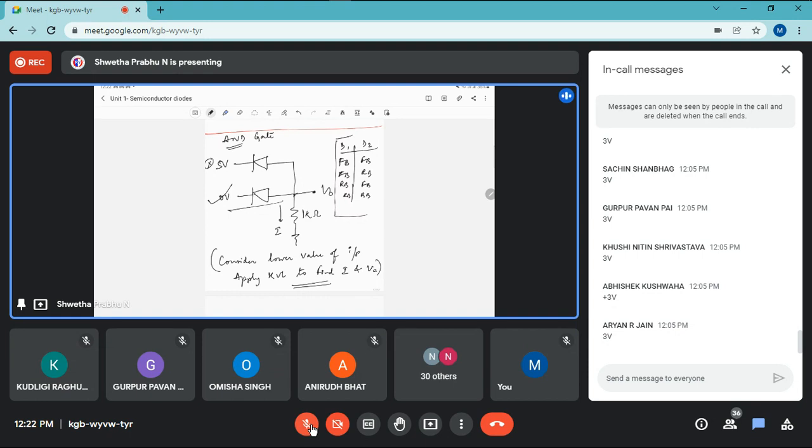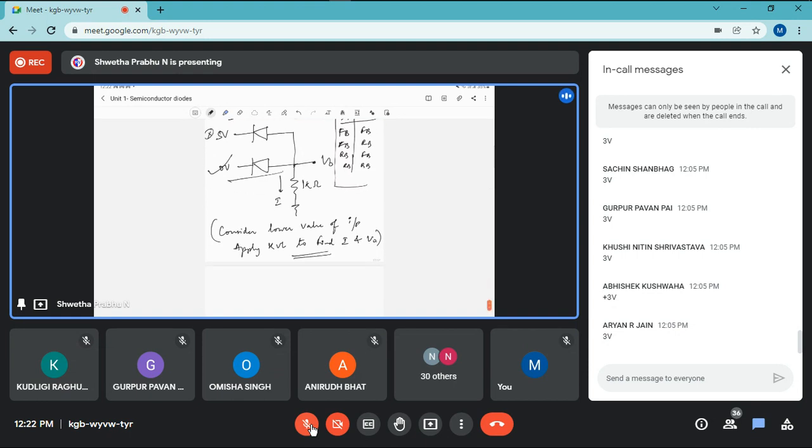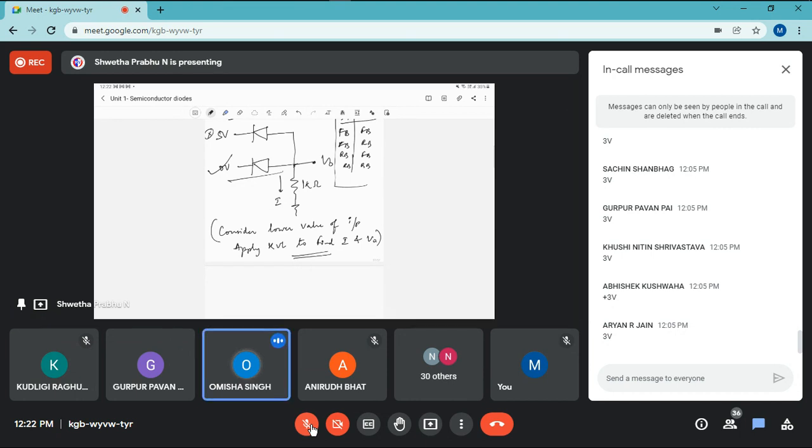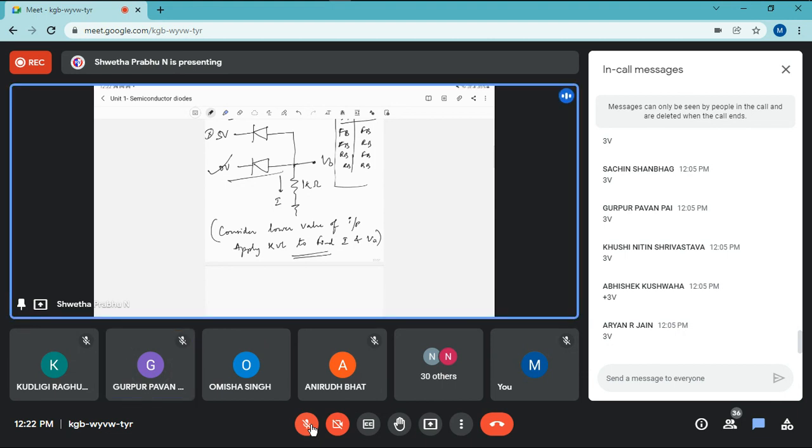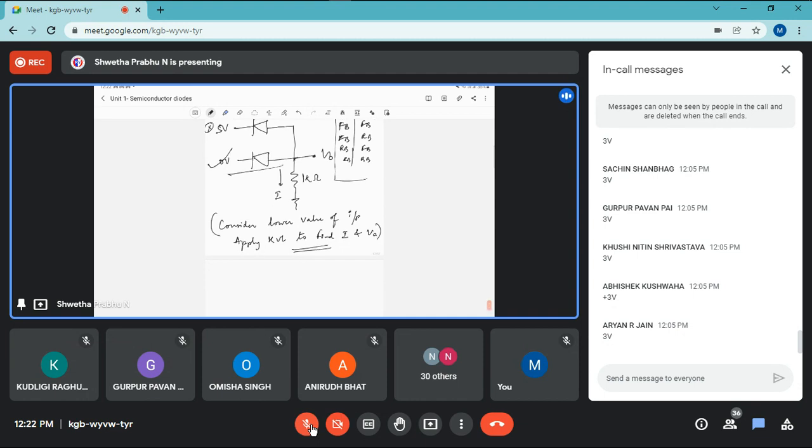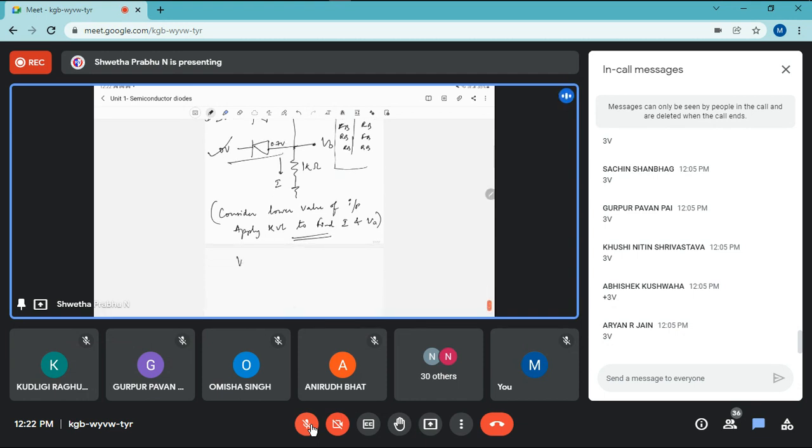Okay. So can anyone tell me what is the output you get for this question? Output voltage minus 0.7? How is it minus 0.7? It is plus 0.7. Please look at the polarity of the diode. Here the drop is plus 0.7, not minus 0.7. So therefore, the output voltage is plus 0.7 volts.